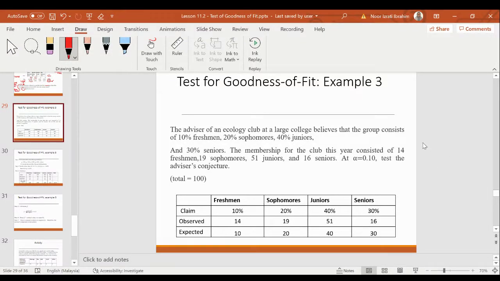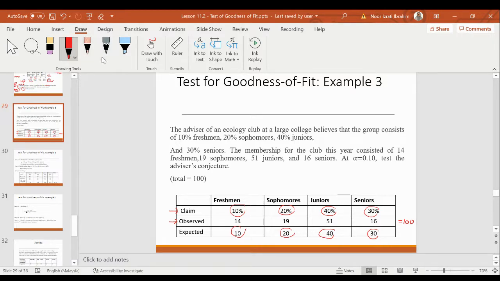From the data given there, we have the percentage and the observed value. Total frequency here is 14 plus 19 plus 51 plus 16 equals 100. From here, we can get the expected value. 10% of 100 is 10. 20% of 100 is 20. 40% of 100 is 40. 30% of 100 is 30. We get the percentage, the observed value, and the expected value.